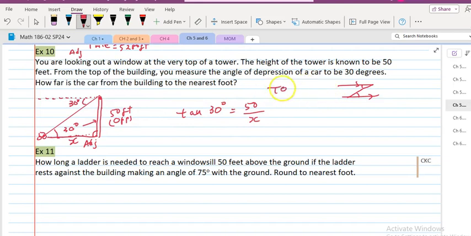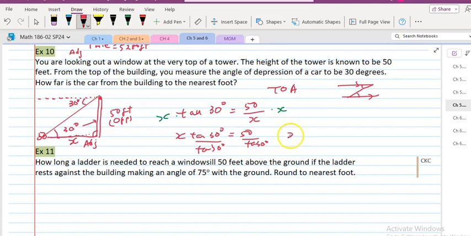TOA, right? TOA, O over A. Now I want to solve for this, so I will use times X on both sides. I want to clear the denominator first. So I would have X tangent 30 is equal to 50. And then to solve for X, I divide tangent 30 on both sides.